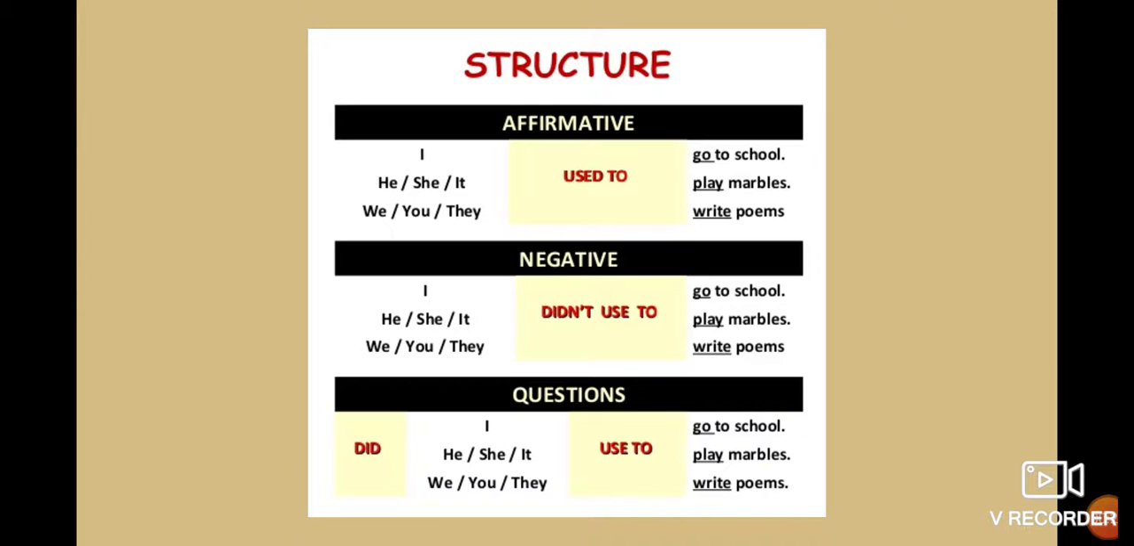Okay, we have the structure: affirmative, negative, and also questions. That means affirmative sentences, negative sentences, and also interrogative sentences. Let's start. First one, we start with the affirmative structure. In this case, we use a pronoun or a subject. We have I, he, she, it, we, you, they. We have the structure that we studied, that is used to. Then the main verb, or the verb in infinitive, and the complement.